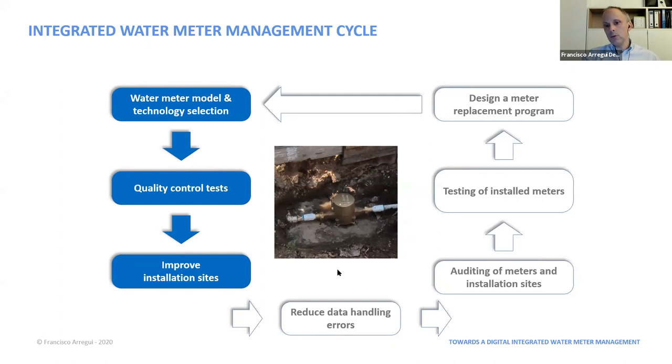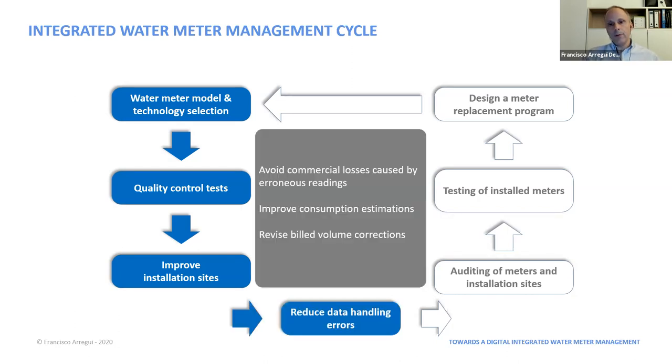So one thing that we need to do, of course, is to make sure all meters are properly installed, protected, not only from tampering, but also from environmental conditions and other types of effects that may affect the long-term performance of the meter. The reduced data handling, here is where the digital applications and digital tools can really help us in reducing data handling errors. As I said, most of the data handling errors are derived because we are estimating readings. We don't have real readings from the meters, and we have to do some processing in the billing system. And we have to try to reduce that as much as possible.